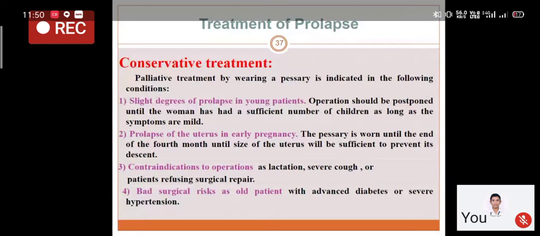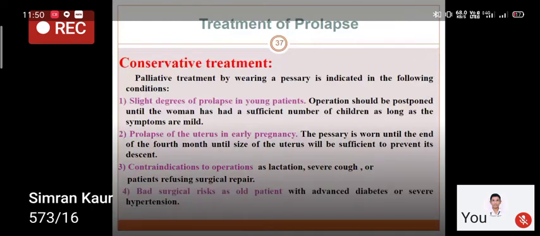Then, prolapse of the uterus in early pregnancy. The ring pessary is suggested for a patient who is pregnant. We can't do surgery on a pregnant patient. So the pessary should be worn until the end of the fourth month, until the size of the uterus is sufficient to prevent its descent.